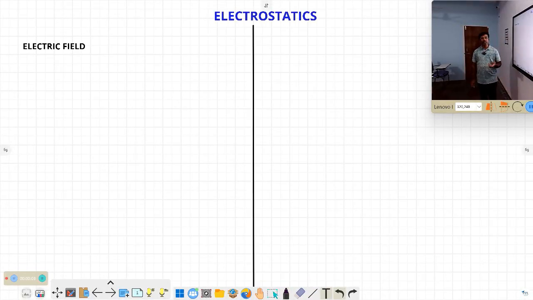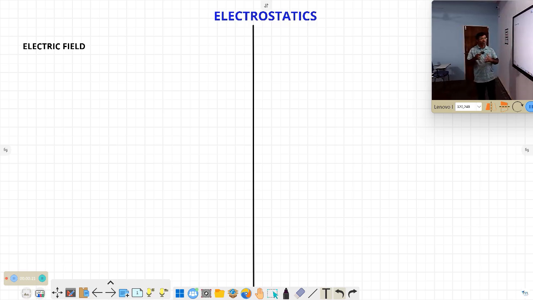Hello students, today in electrostatics we are going to discuss the concept of electric field. It is one of the most important concepts in the whole of electrostatics. There are a lot of concepts involved in this, but the basics are very simple, you can understand. First, what is the electric field concept?